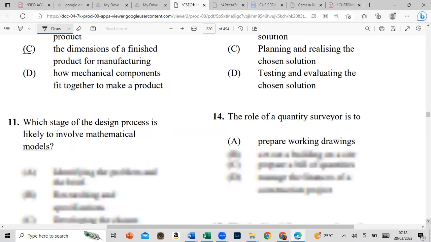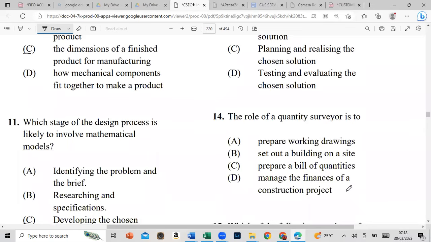Let's go for 14. The role of the quantity surveyor is to A, prepare the working drawings, B, set up a building on a site, C, prepare a bill of quantities, D, manage the finances of a construction project. Which is it, guys? And if you said prepare a bill of quantities, you are correct. So 14 would be C.